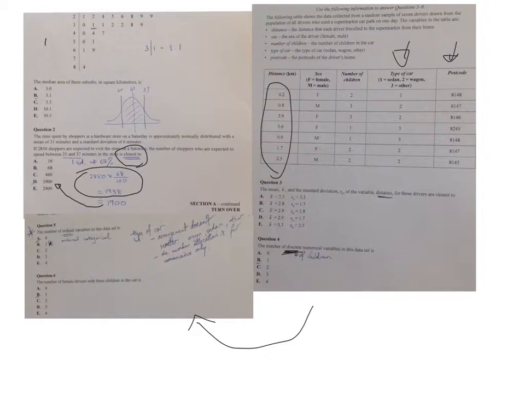Finally, question 6. The number of female drivers with 3 children in the car. This is an easy question. You can figure it out yourself using the table. Question 7 is a transformation question. Look at the scale factor.